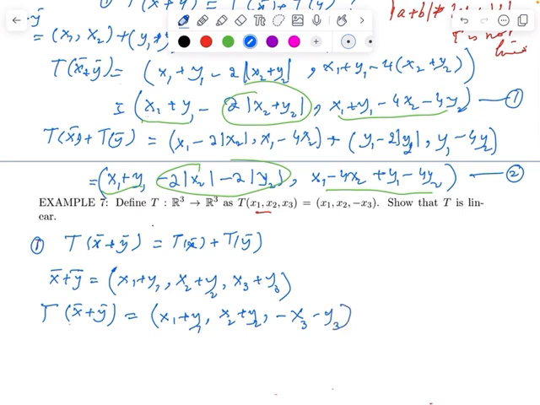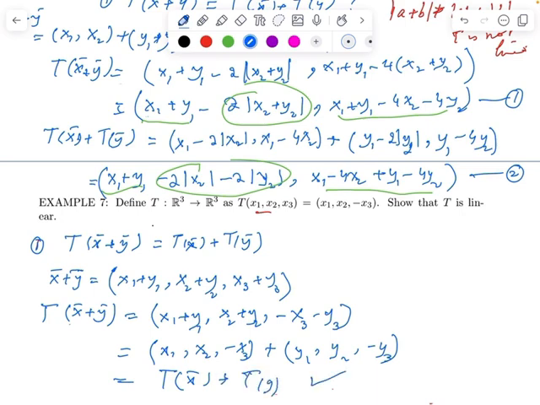Now we can leave it like that and come from the other side with the Tx plus Ty. So if you want, you can try that, but I will show you this way, that I can think of it as the sum of two vectors with coordinates x1, x2, minus x3 plus the vector y1, y2, negative y3. But what is this one? This is T of x plus, and this is T of y. So first condition is satisfied.